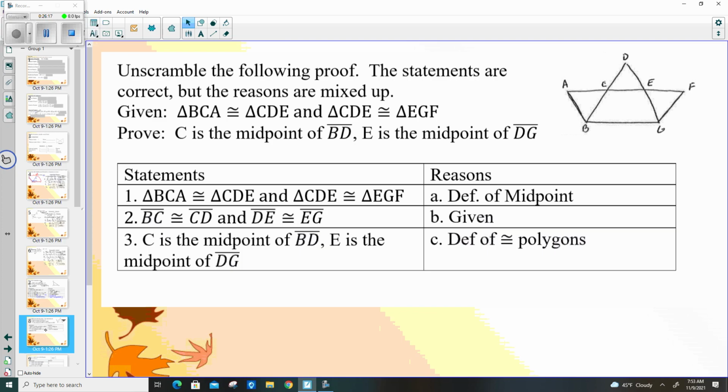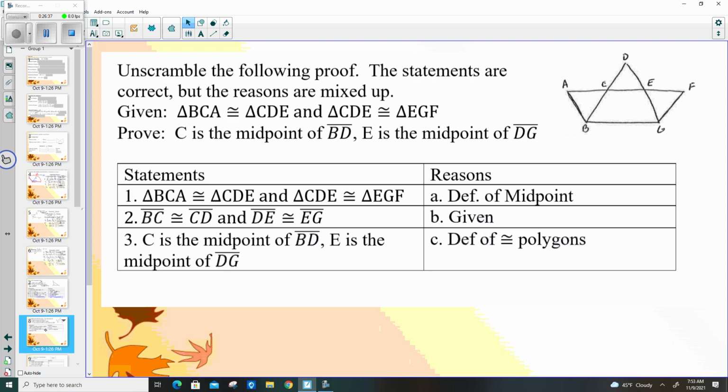Segments are, and angles. Because those are the parts of your congruent triangles, right? You either have segments or you have angles. That's the only thing that exists in a triangle. So being congruent means our parts are congruent. We're trying to prove that C is the midpoint of segment BD and E is the midpoint of segment DG.